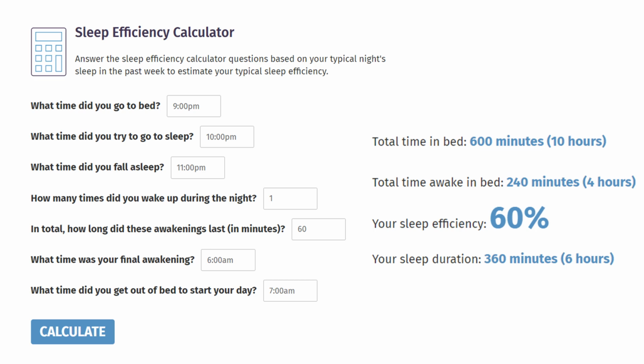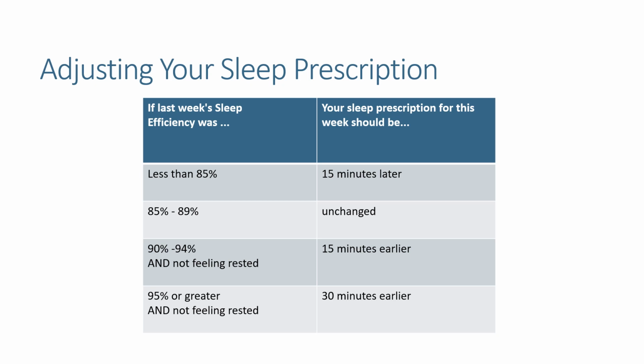Their total time awake was 4 hours. So between the time that they spent in bed not trying to sleep, as well as the awakening time, that takes into account that total time awake in bed. And as a result, we then have this sleep efficiency score of 60%. Sleep efficiency score is what we're going to use to make the sleep prescription.